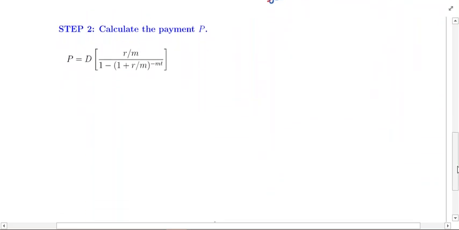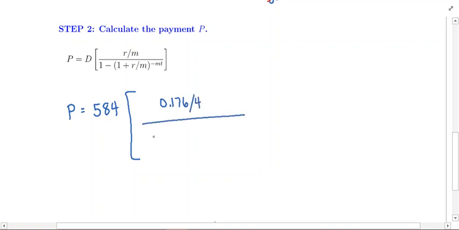So there's the amortization formula. Our payment is going to be the debt times, in the numerator here, you're going to have r over m. So it's going to be 0.176 divided by 4, all over 1 minus (1 plus r over m) raised to the negative m times t.